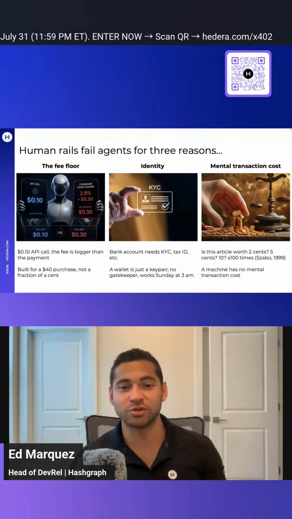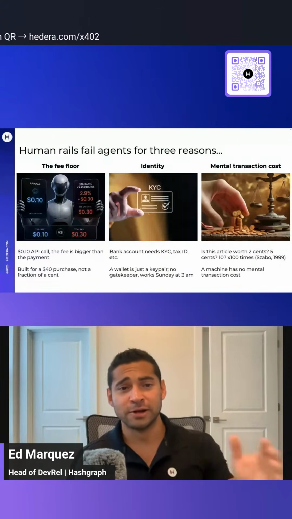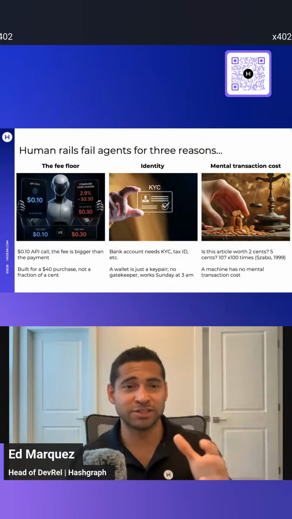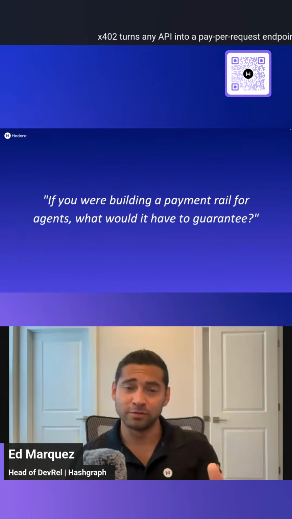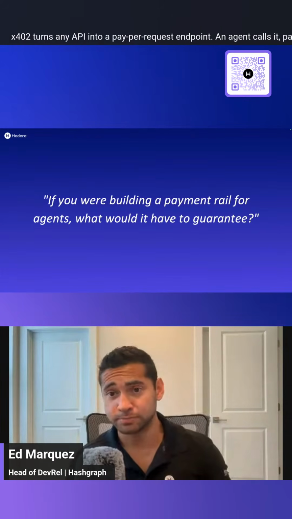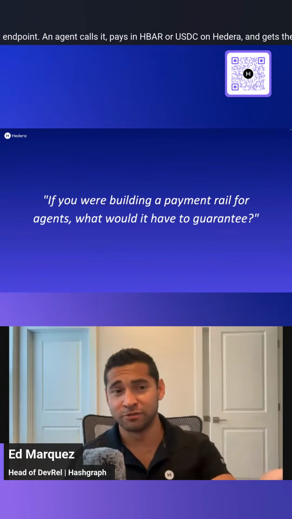There's a mental transaction cost that doesn't apply to machines. And so, these reasons actually raise an interesting question, because if we need to build a payment rail specific for agents, what would it have to guarantee? And so we're going to explore that question. Fortunately, it already exists, so you don't have to build it.